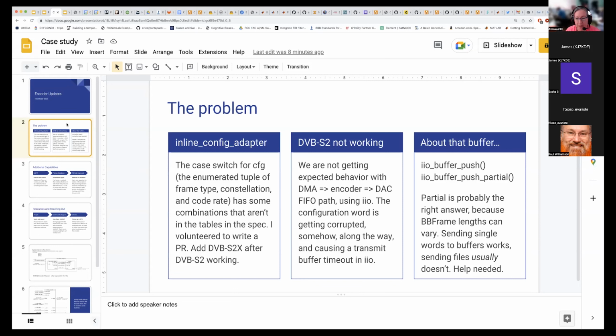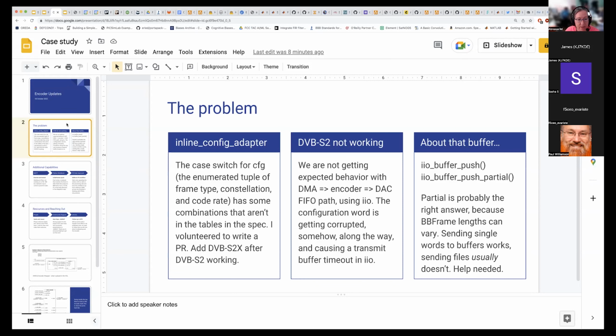And about that buffer, so we were using iio_buffer_push, which shoves out the entire buffer that you set up. And Everest recommended to look at iio_buffer_push_partial. This is a much more flexible call. So partial is probably the right answer, because then BB frame lengths can vary. So what we tried to do is set up single words to push out a single word, either all zeros or all ones or whatever.